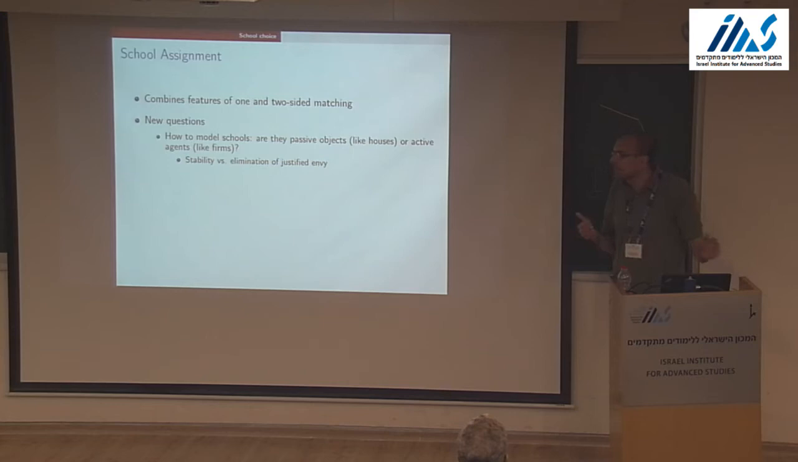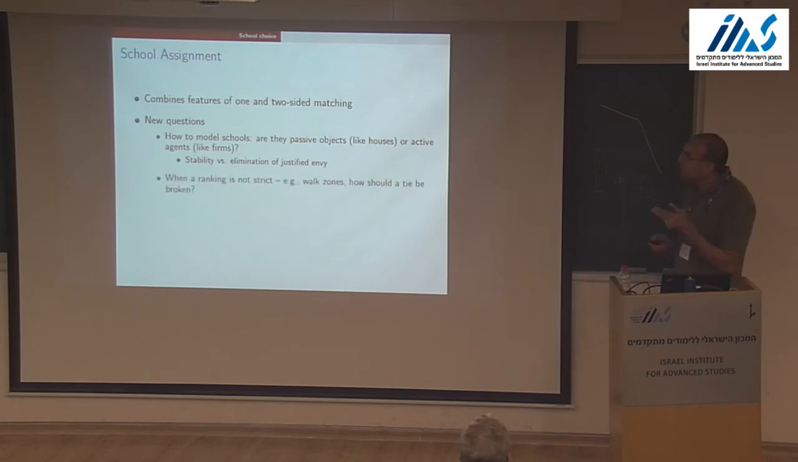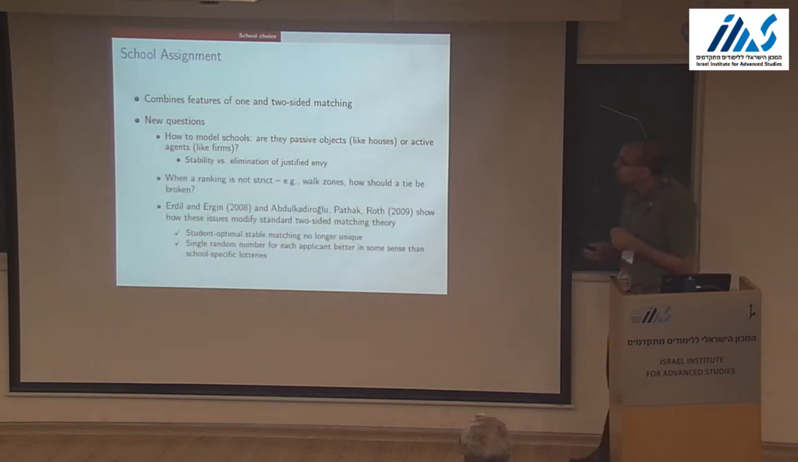That's one of the things we need to resolve when we think about whether we like deferred acceptance as a solution or top trading cycles as a solution. I'm going to talk a little bit more about that on the next slide. But before I do that, let me mention a couple more things. This is a second really interesting thing. The models we've talked about so far assume that preferences are strict. When rankings are not strict, we have a whole host of new issues to deal with.